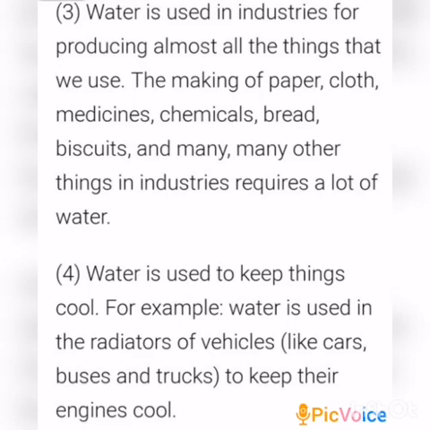Then water is used to keep things cool. Isn't it, children? Yes. The water is used to keep things cool. For example, water is used in the radiators of vehicles just like cars, buses and trucks to keep their engines cool. So, this water is used in the radiators of vehicles.